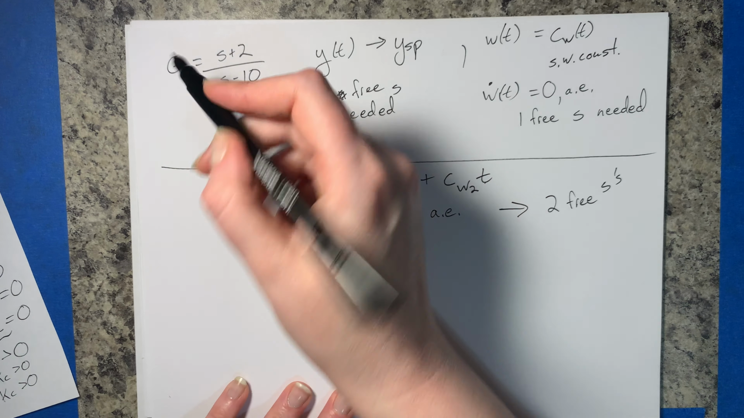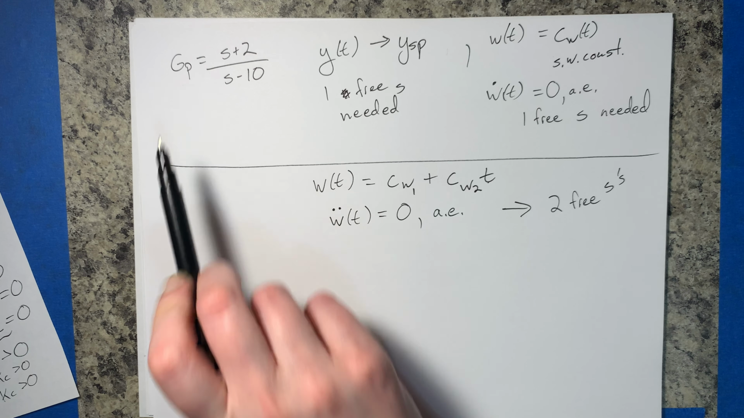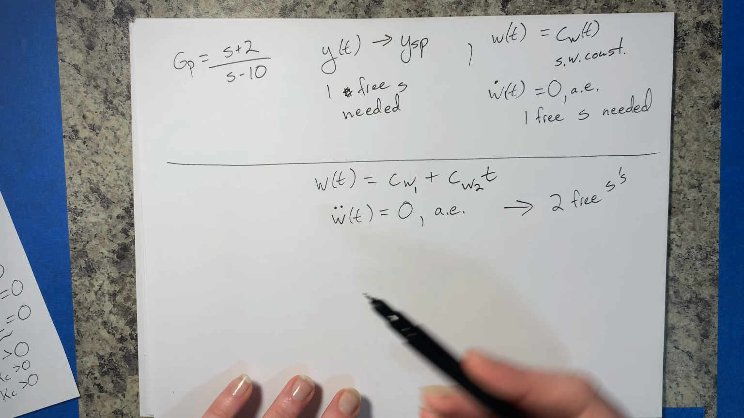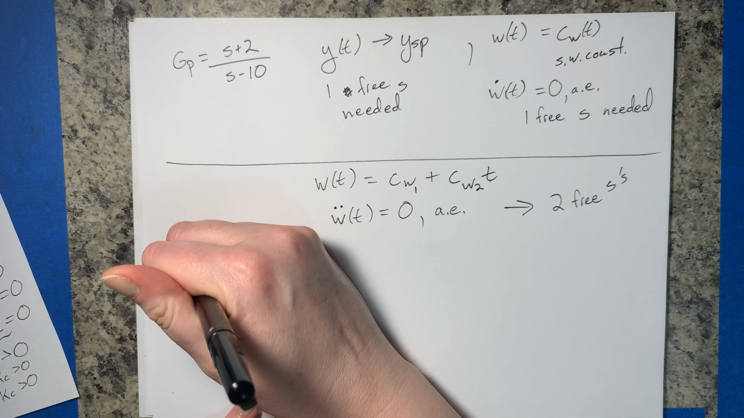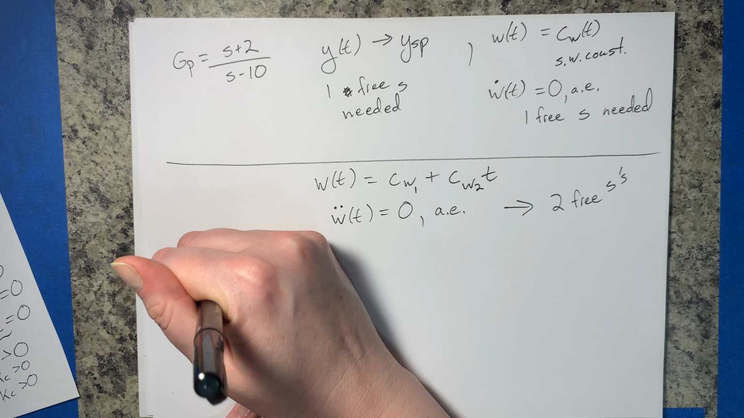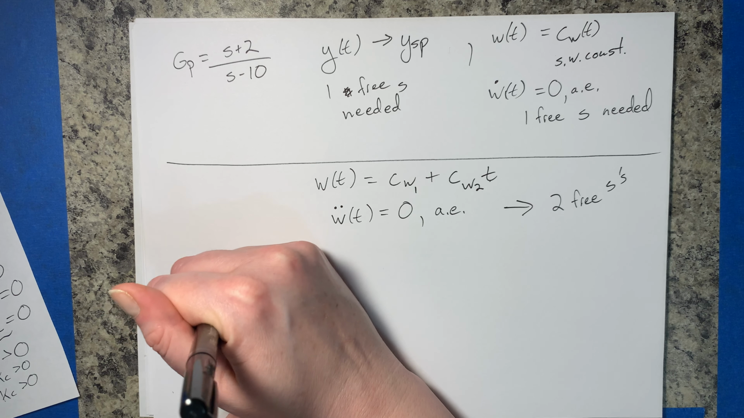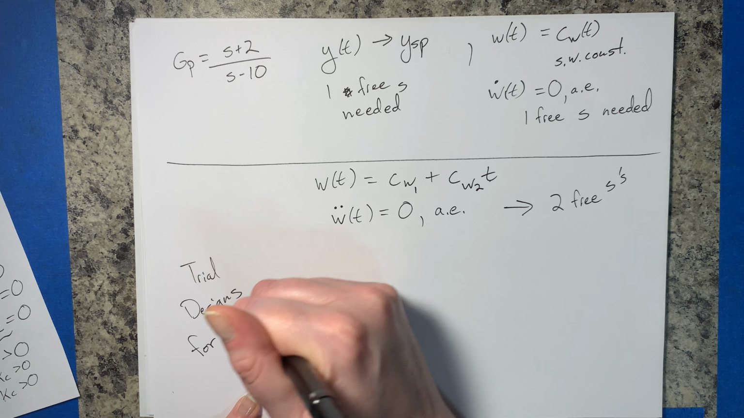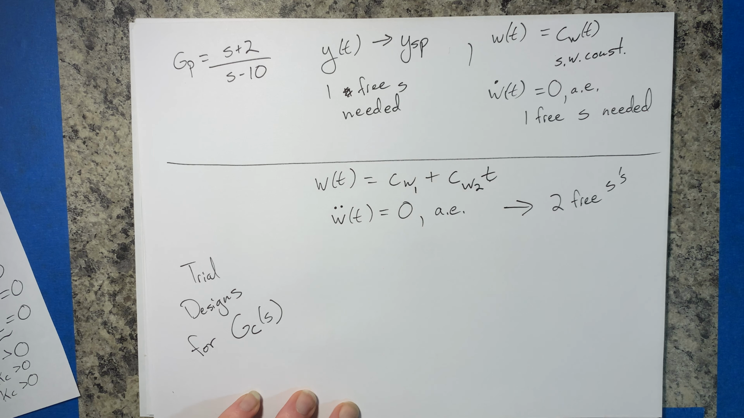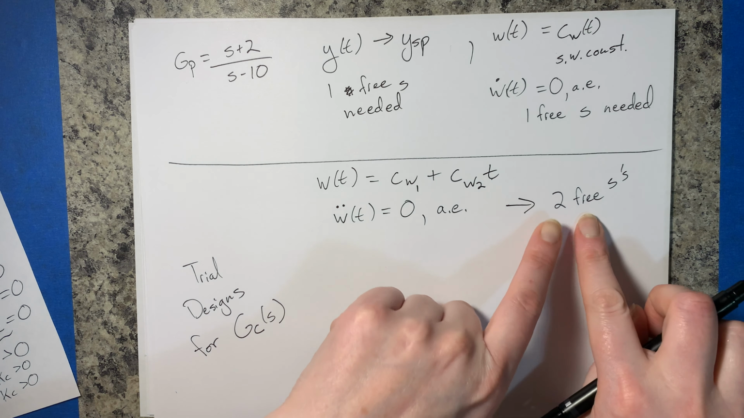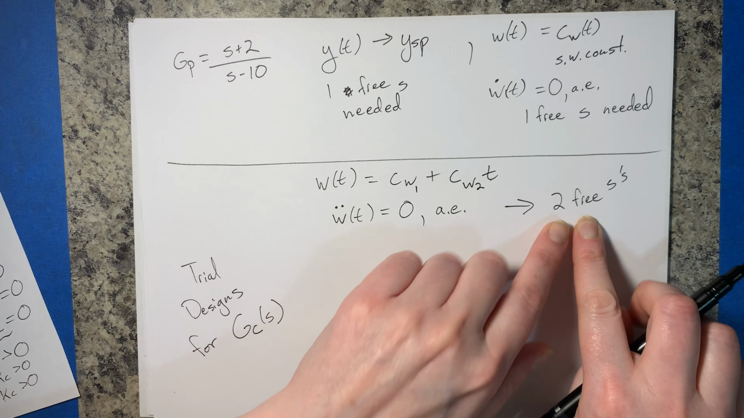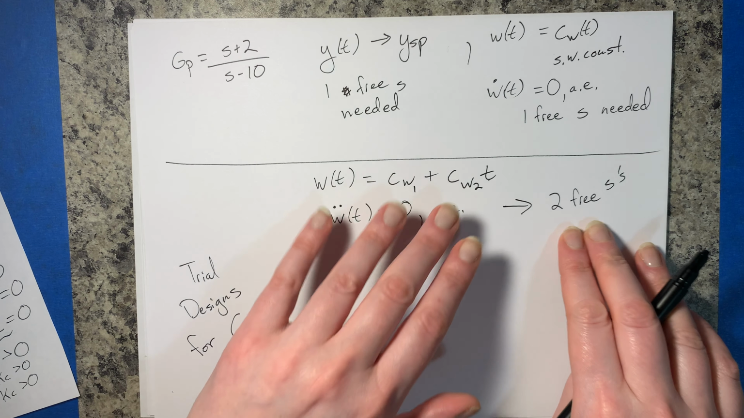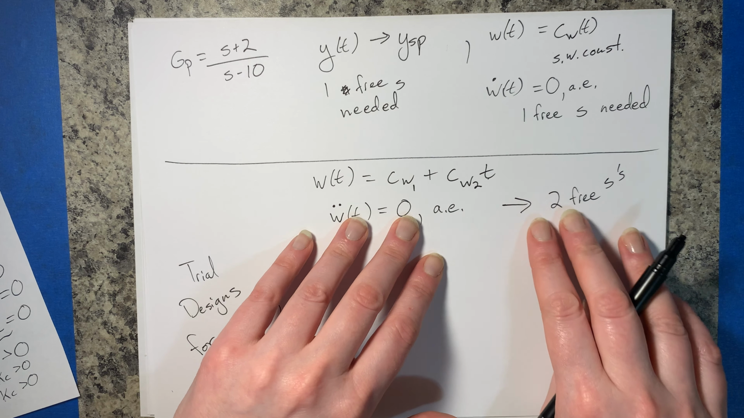Okay, so saying that we have the same plant, we have the same control task, we just have this new disturbance, let's list out those trial designs. Two free s's total needed, not 3, 2. We don't add them together, it is choosing the larger of the 2 control task needs.